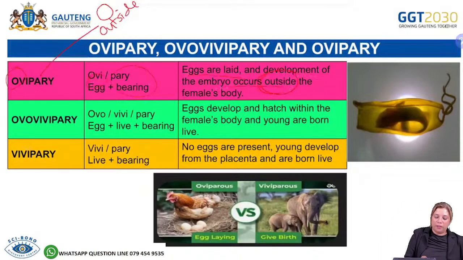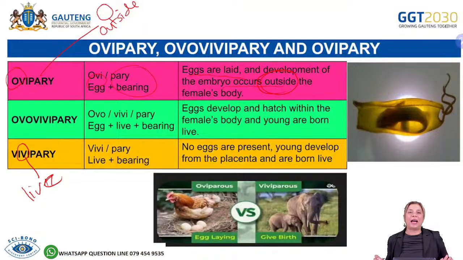Vivipary. Now, vivi, you can see IV there, okay? IV comes from the word live. So, live. Okay? So, yes, you can assume that the young are born alive like human beings, isn't it?